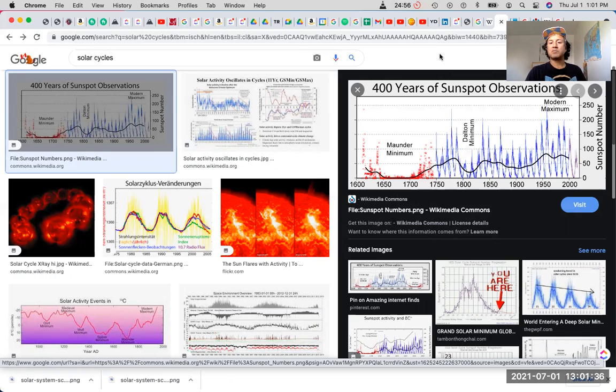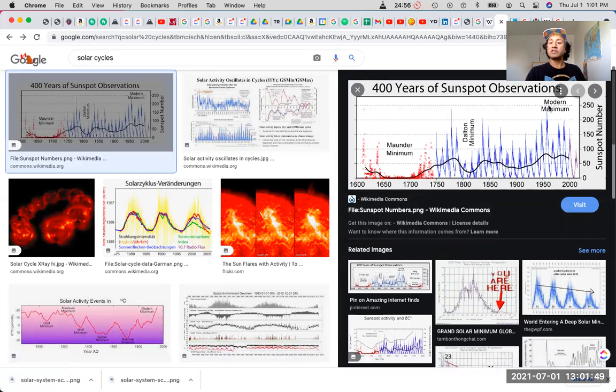Looks like this is the period called the Maunder minimum. Then we went to the Dalton minimum, and then it looks like the 11-year cycles kicked in, which you find now. In this case, it's simply the number of spots observed.